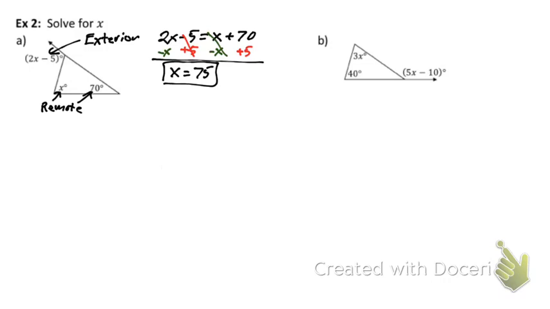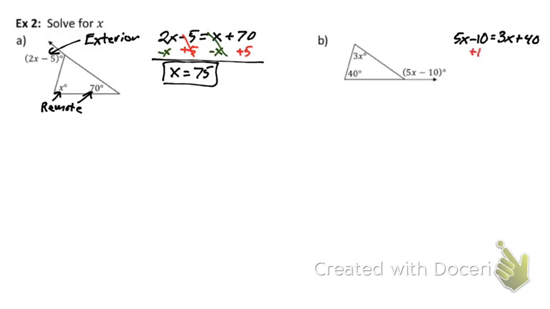Our next one, our exterior angle is here, so our remote interior are going to be the ones furthest away. So that's going to be our 3x and our 40. It says that your remote interior, when you add them together, has to equal 5x minus 10. So do the same thing. 5x minus 10 equals 3x plus 40.